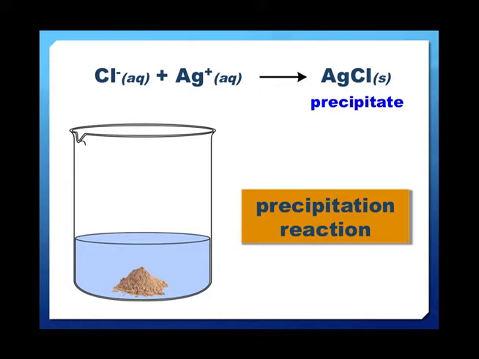A reaction in which a precipitate forms is called a precipitation reaction. Since these substances form solids because they are not water soluble, we need to understand a few things about solubility rules so that we can predict which substances will be water soluble and which will be water insoluble.